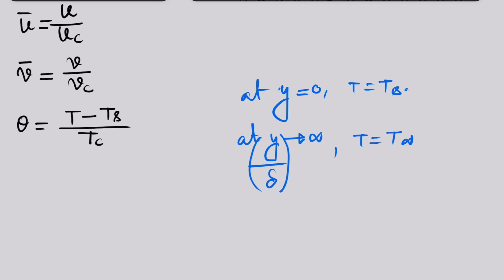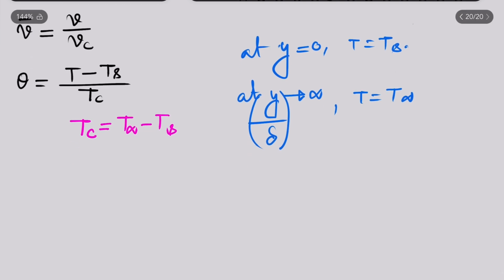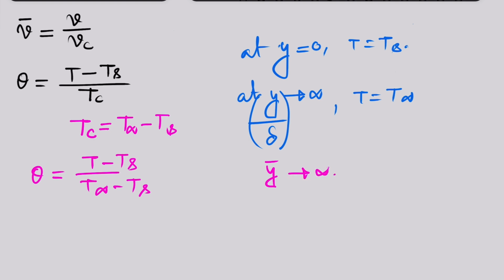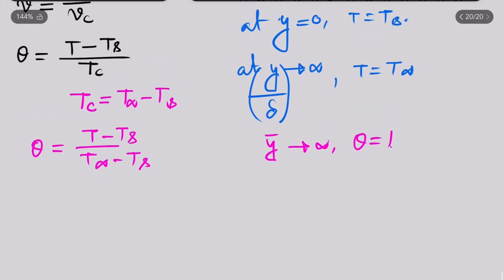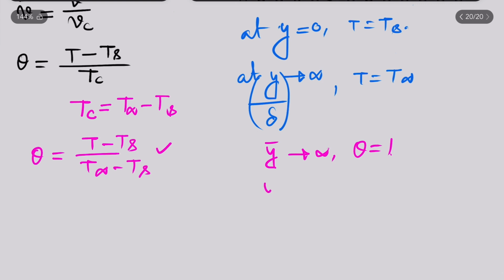So now let us see, if I choose my Tc as T infinity minus Ts, then what can I have? Then my theta is equal to T minus Ts by T infinity minus Ts. That means at y bar tends to infinity, my theta becomes 1, and this condition is also satisfied, that at y bar equal to 0, theta is equal to 0.